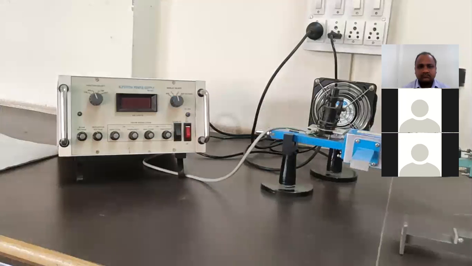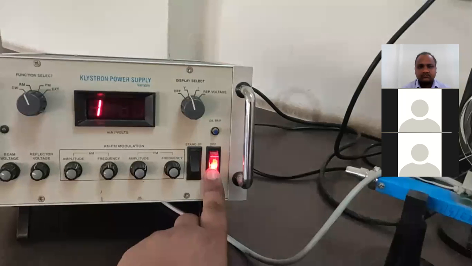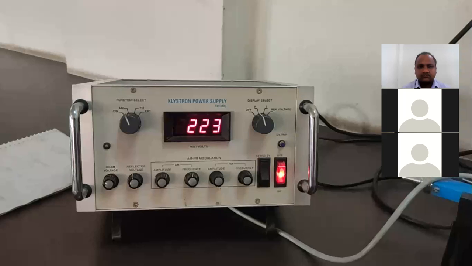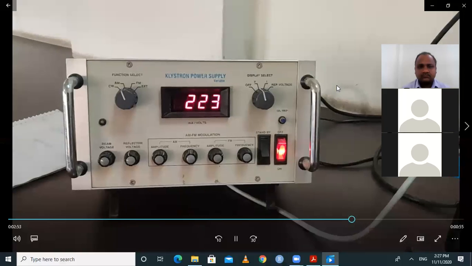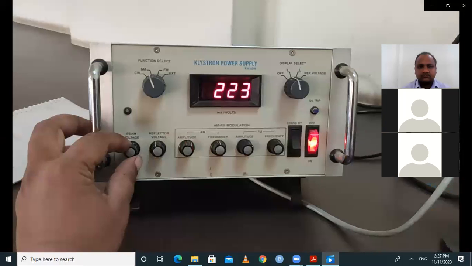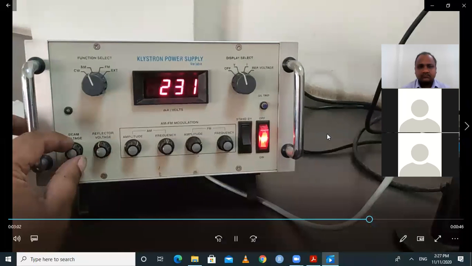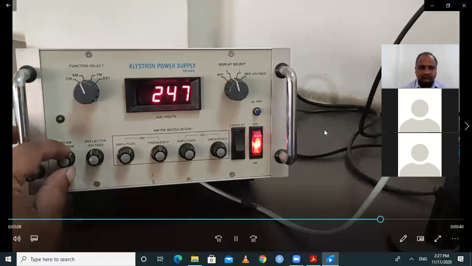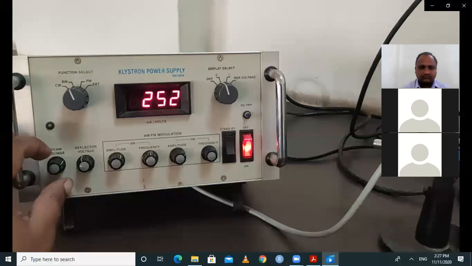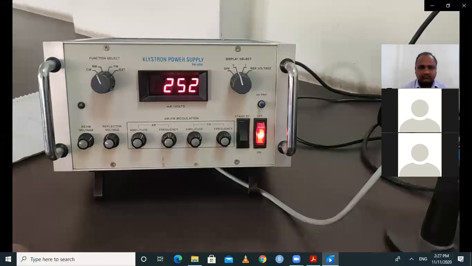First, we have to energize the klystron, and for energizing the klystron you have to switch on the klystron power supply first. When you switch on the klystron power supply, the display select switch is on voltage, and first you have to select the beam voltage. So you have to vary this beam voltage until it is equal to 250 volt. So now this beam voltage is nearly equal to 250 milliampere. Sorry, it is in volt.